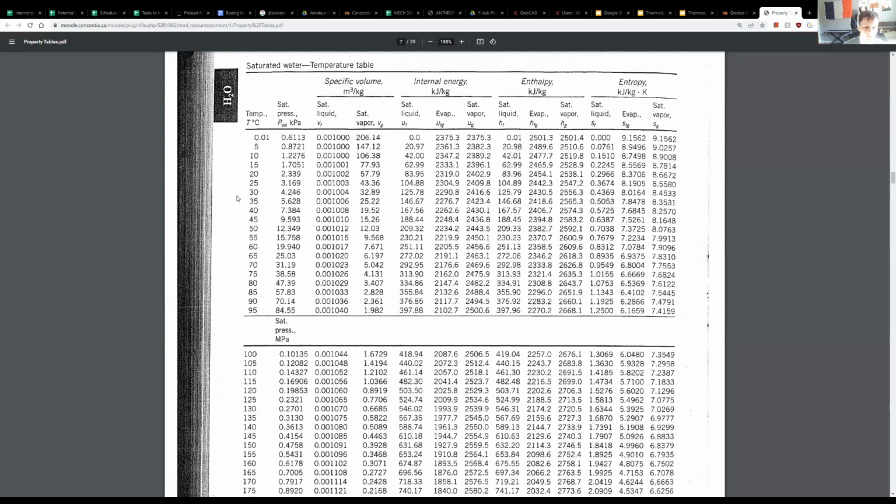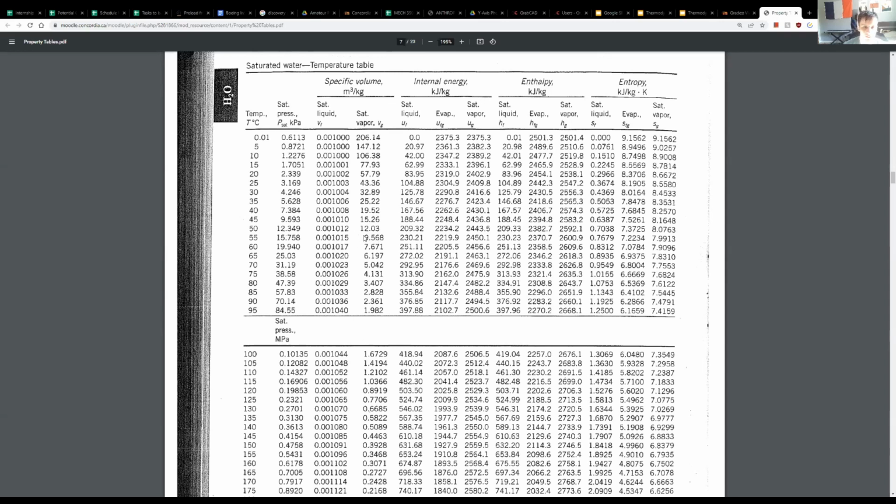And let's say in the exercise, we are given water. It's at 55 Celsius, at a pressure of 15.758 kilopascal. And we are at a specific volume of, let's say, 7 meters cubed per kilogram. It's not equal to the saturated liquid specific volume at this specific temperature and pressure. It's not equal to the specific volume of the saturated vapor at this temperature and pressure. Therefore, you are in the mixture phase. You are in between these two values.